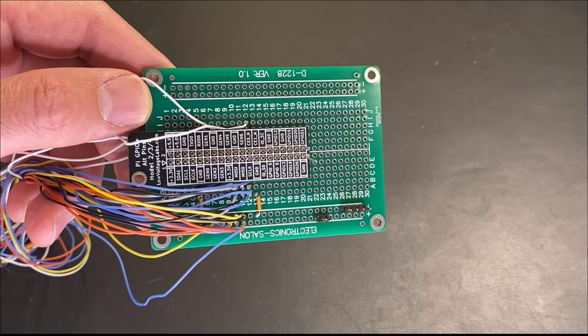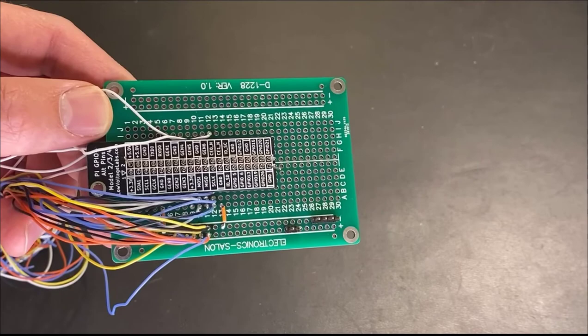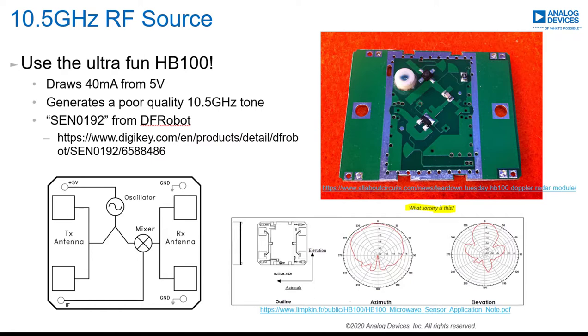And then in the lower right-hand corner is where 5.5 volts and ground comes into the system, and that also gets sent out to the phased array cube. And finally, this is that HB100 RF source. It's a 10.5 gigahertz source with a little patch antenna connected to it. You can find these on Amazon, eBay, or DigiKey. And it makes for just a very easy way to generate an RF signal that we can then track with our phased array.